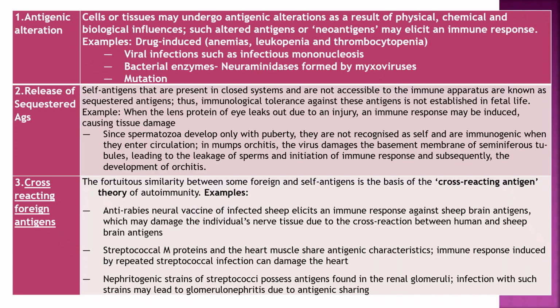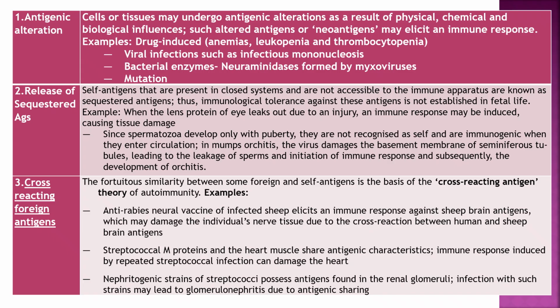Mechanism of autoimmunity. So first is antigenic alteration. Cells or tissues may undergo antigenic alteration as a result of physical, chemical, and biological influences, such as altered antigen or new antigens may elicit an immune response. Examples: drug-induced anemia, leukopenia, thrombocytopenia; viral infections such as infectious mononucleosis; bacterial enzymes such as neuraminidase formed by myxoviruses; mutation.